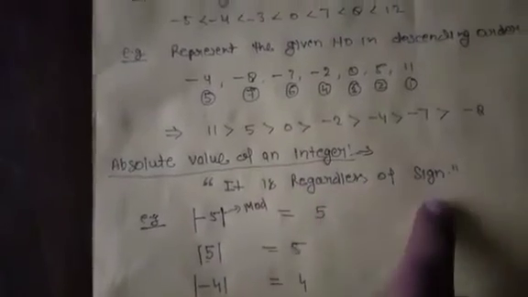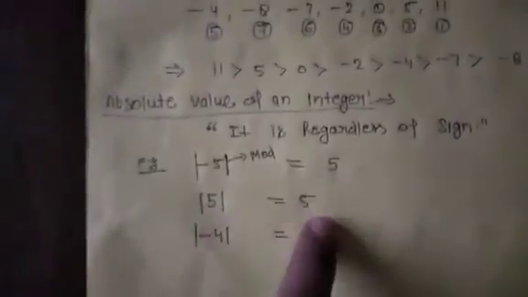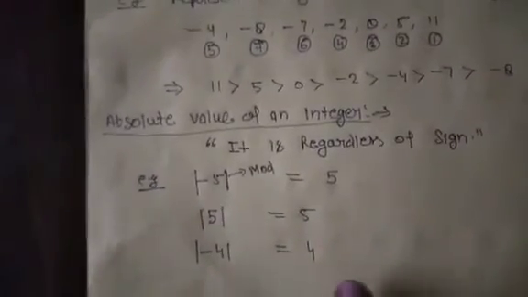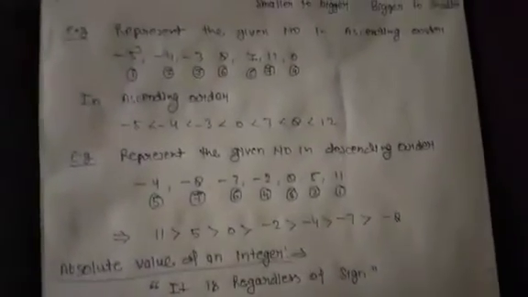That means there will not be any kind of sign, positive or negative, included in the absolute value of an integer. We may see here the absolute value of -5 will be 5, the absolute value of 5 will be 5, the absolute value of -4 will be 4. So the absolute value, I think, is clear for you. Children, we may recall the topics we have discussed till now.